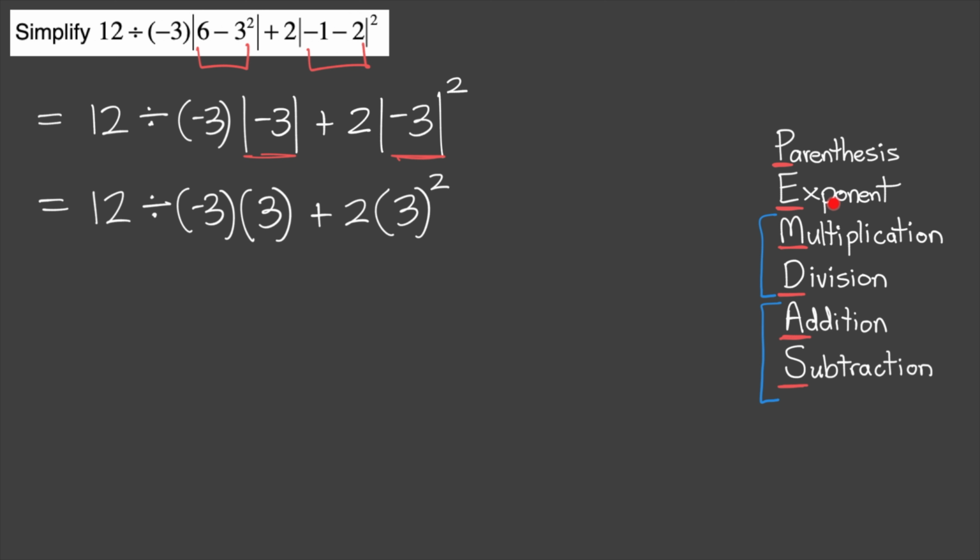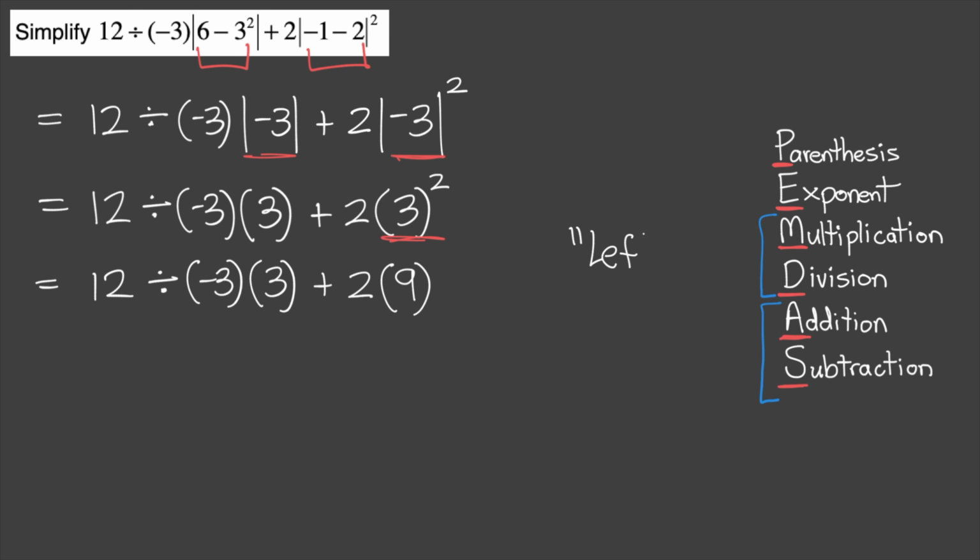So our next rule is going to be exponents. So we have an exponent here, so we have to do the 3 squared first. So I'll underline that. That's what our next step is going to be. So 12 divided by negative 3 times 3 plus 2 times 3 squared. 3 squared is 9. All right, next on the left side here, we have 2 options. We could do the division first or the multiplication. Which one should we do first? Well, remember, multiplication and division are equivalent, so we always do those left to right. So I'll write that here, left to right.